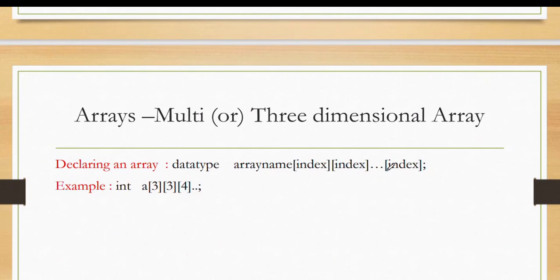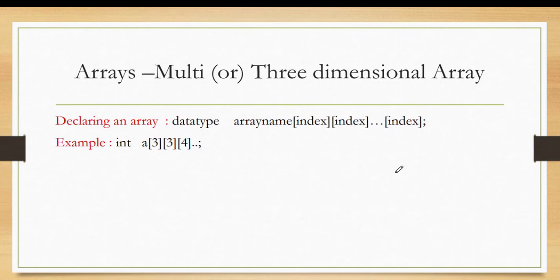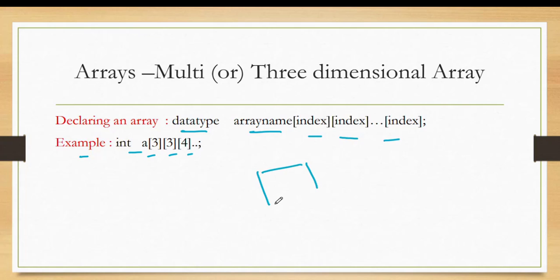And the next one is the multi-dimensional array. Multi-dimensional array means a 3-dimensional array, or more than 2-dimensional array, is called a multi-dimensional array. How will you declare it? Data type, array name, index. You can declare as many indexes as you want. For example, int a of 3 3 4.